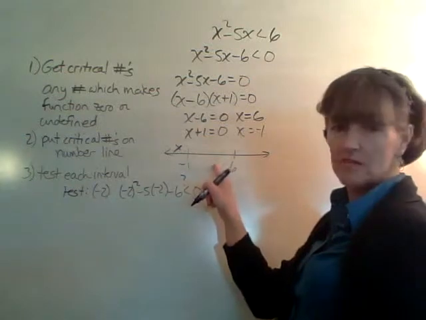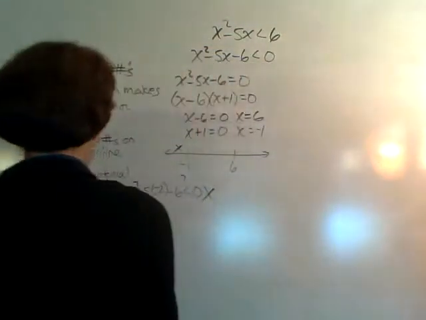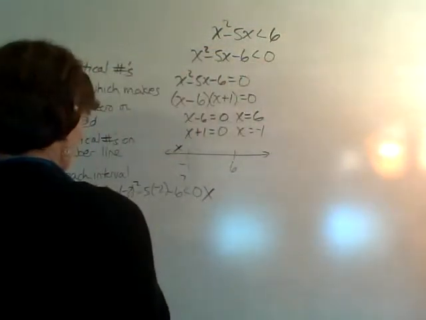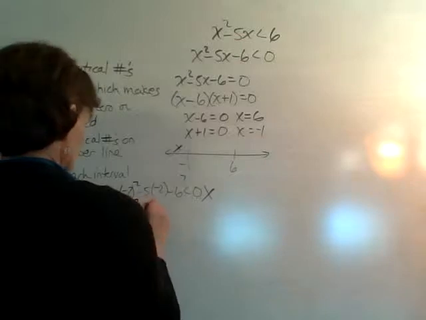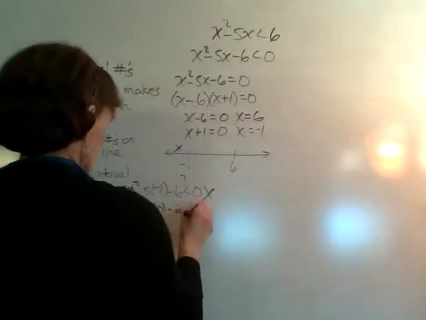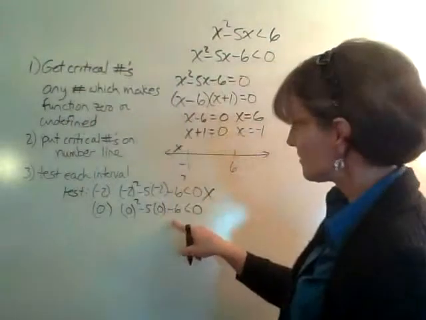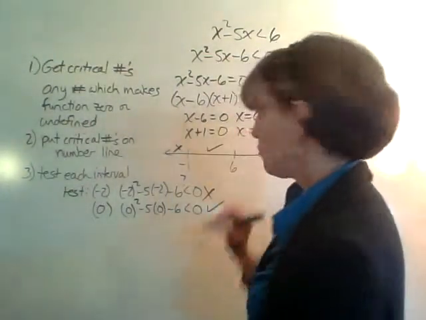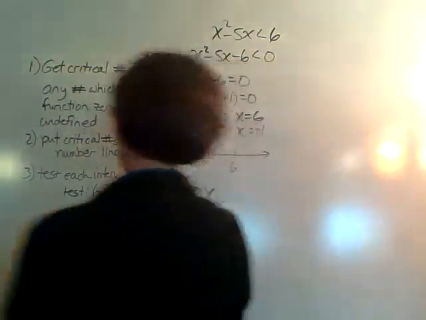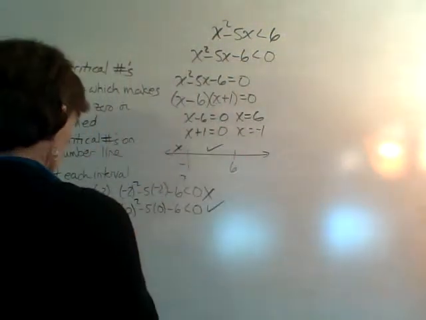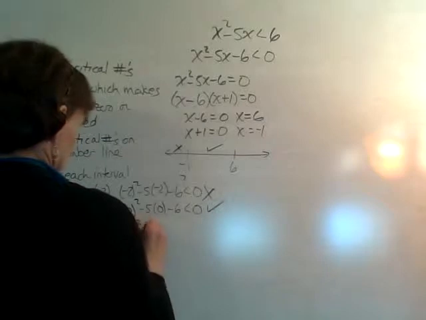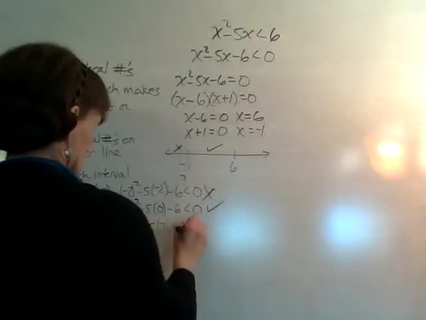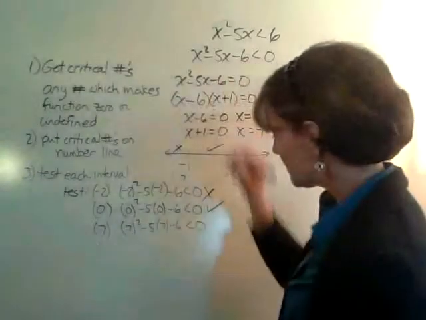Now let's test a number here. 0 is a good number to use, so I'm going to put 0 in for my x. When I put 0 in for x, I just have negative 6, and negative 6 is less than 0, so that works. Those numbers are part of my solution set. Then we'll pick 7. So I have 7 squared minus 5 times 7 minus 6 is less than 0.